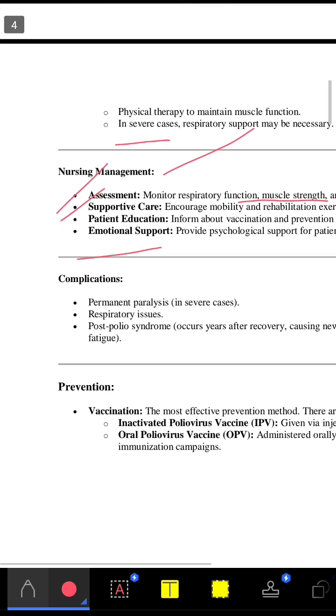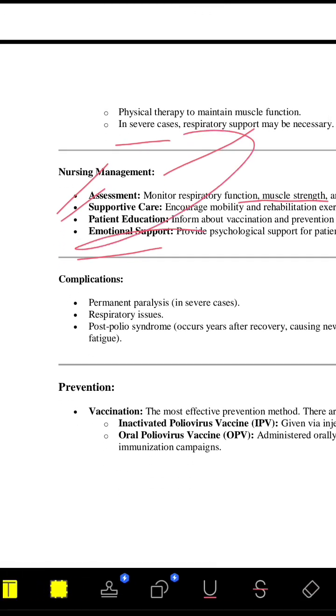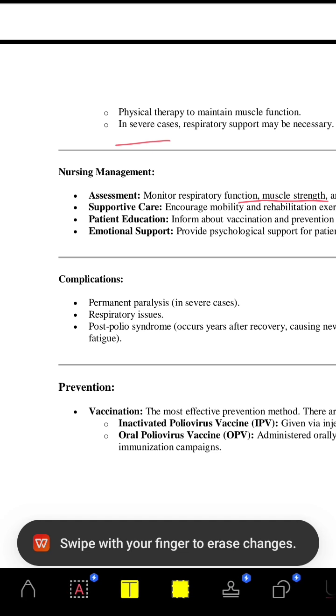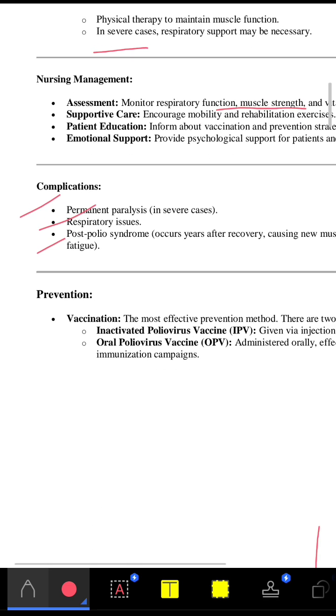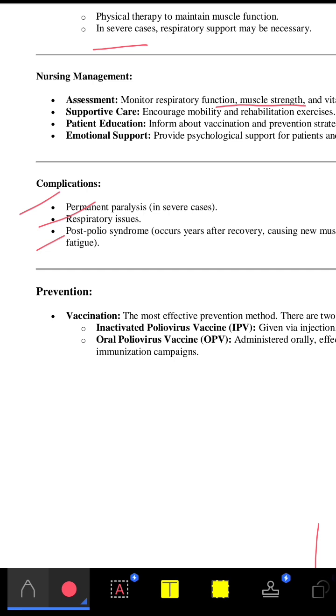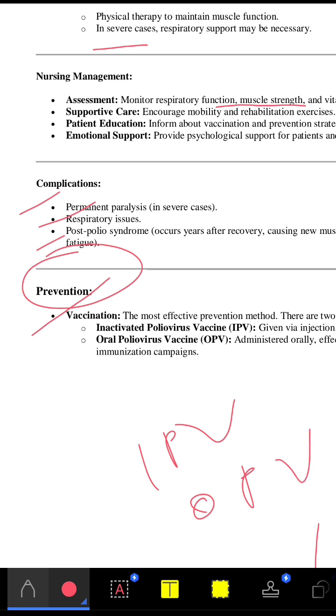Next is complications. In complications, it may lead to permanent paralysis, respiratory issues, and post-polio syndrome. Okay, so these are the complications. Next we'll see prevention, how we can prevent poliomyelitis. Vaccination is required. There are two types of vaccination, that is IPV and OPV. These two vaccinations we have to administer for prevention.